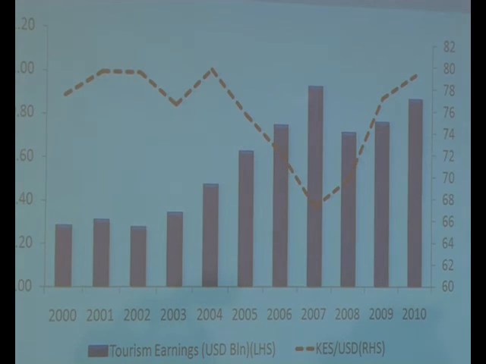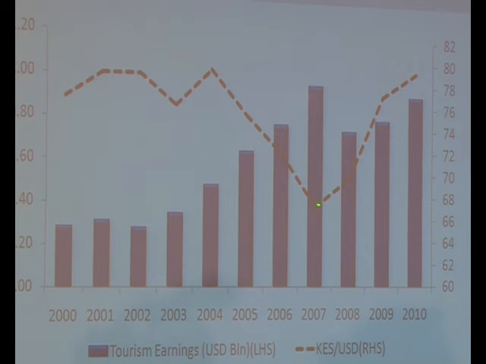If you look at tourism earnings as well, they've been doing fairly well. And you can see that all the way from, again, around 2004, right up until 2007, we saw a very steep increase in the value of our tourism earnings, and we also saw a corresponding increase in the value of the shilling. It went all the way from around 80 to around 65, 66 as of 2007. So a very nice correlation there. As more tourists come, the value of the shilling increases.